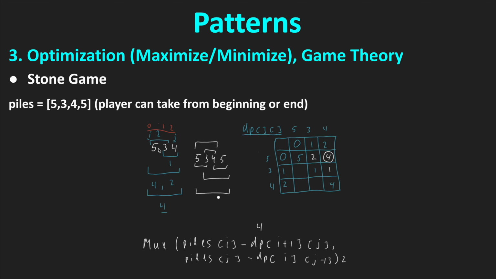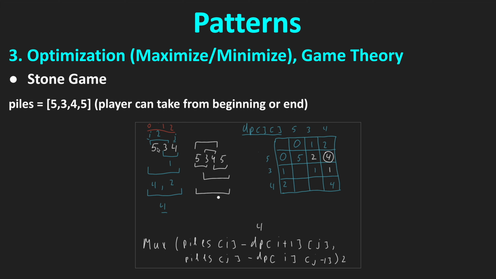So let's say that we have only one stone, only one value here. What does that mean? It means that Alice will always win, because Alice starts first. So the diagonal is 1, 5, 5, 1, and 4.